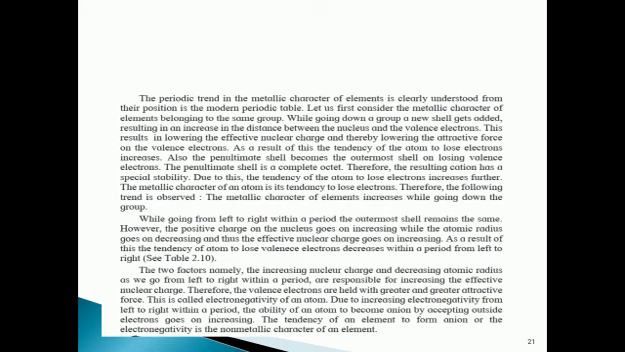Due to this increasing electronegativity from left to right within a period, the ability of the atom to become an anion, accepting outside electrons, goes on increasing. That is why the tendency of an element to form an ion, or electronegativity, is the non-metallic character of an element.